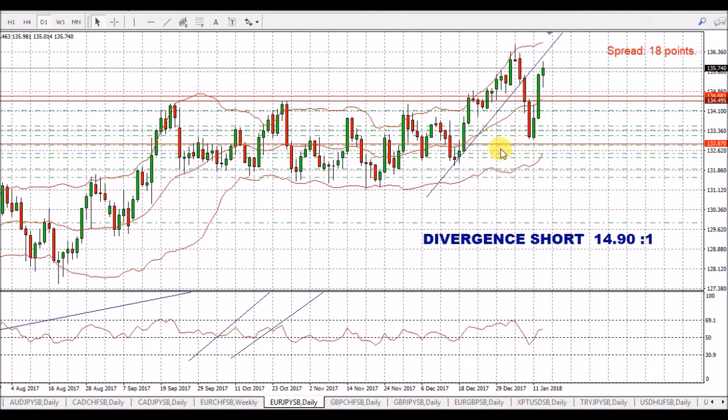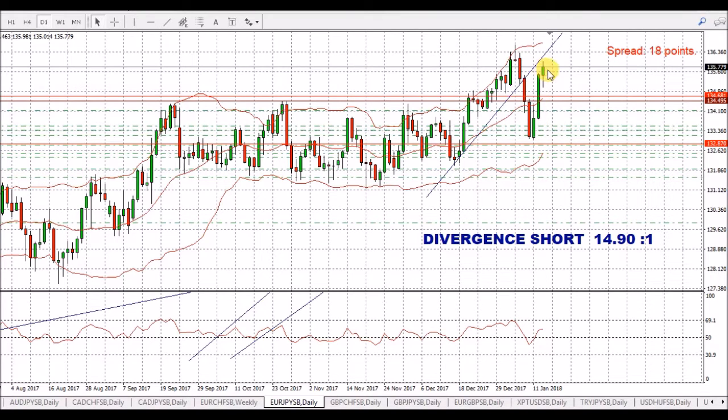Euro Japanese yen. Yep. So here we go. We've had a nice move up, which didn't do me any favors, but we have a divergence this week short of 14.9, and that would have been about Tuesday's candle. Monday, Friday, Thursday, Wednesday. Tuesday's candle would have ended here on the resistance, or support, sorry. So we've come down and now we've come back up.